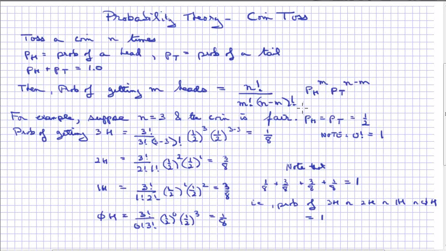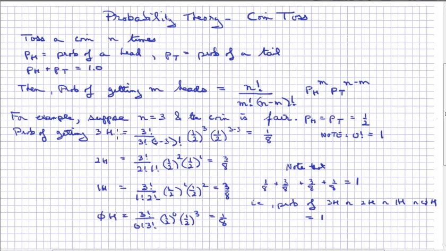Okay, so let's take an example. Let's say you flip the coin 3 times and that the coin is fair. In that case, p sub h and p sub t would both be equal to 1/2. That's what a fair coin does. If you flip it, half the time on average it comes up heads, half the time it comes up tails. So let's compute the probability of getting 3 heads, 2 heads, 1 head, and 0 heads.